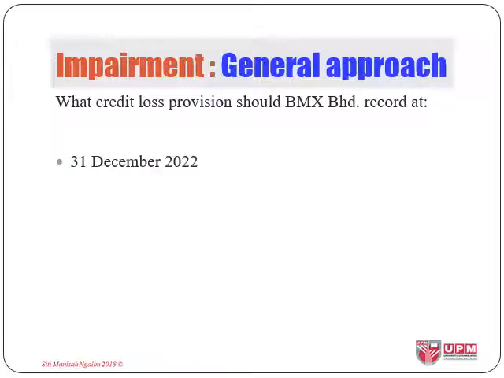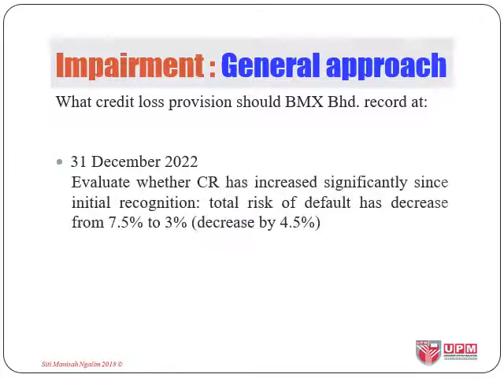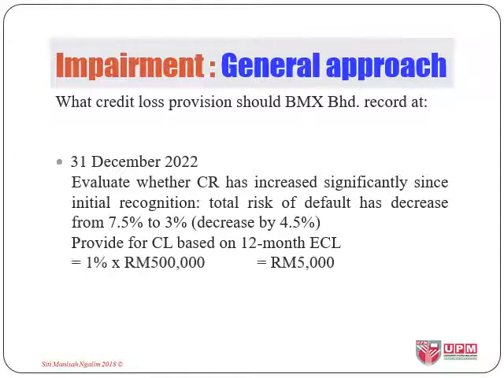As at 31st December 2022, the second financial reporting date for the asset, again we evaluate the change in credit risk, and we have seen a decrease of 4.5% from the initial risk at initial recognition. So the change is actually favorable to us. Thus we provide a 12-month ECL instead of lifetime ECL. Therefore, we simply times 1% of probability of default for the next 12 months with the discounted cash shortfall of 500,000 ringgit and end up with 5,000 ringgit of loss allowance.